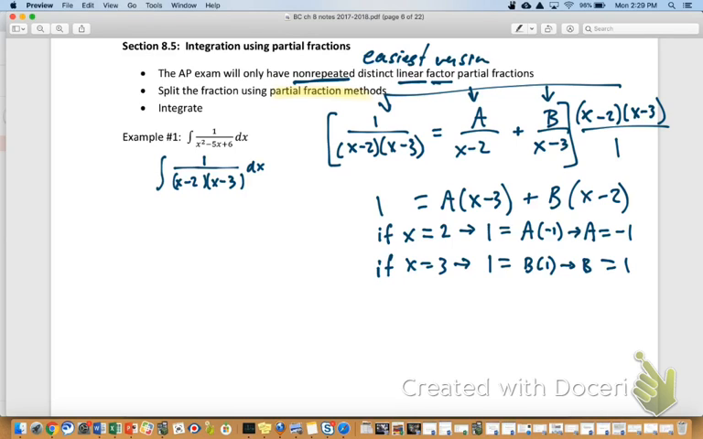So I'll use some colors to help you. A times x minus 3 doesn't equal 1. Oops. This one right here is this one right there. And this is this.